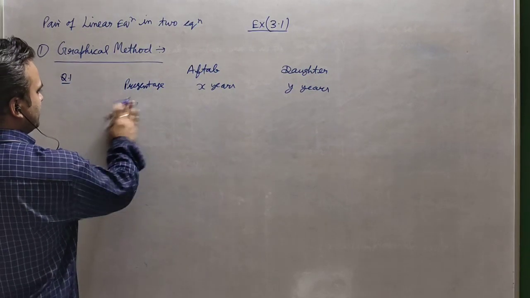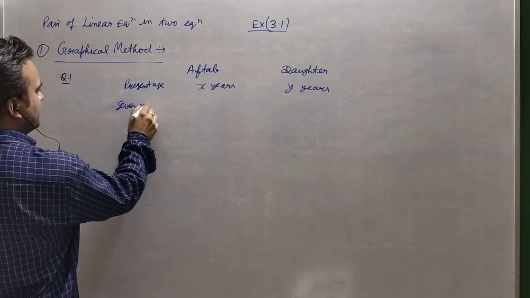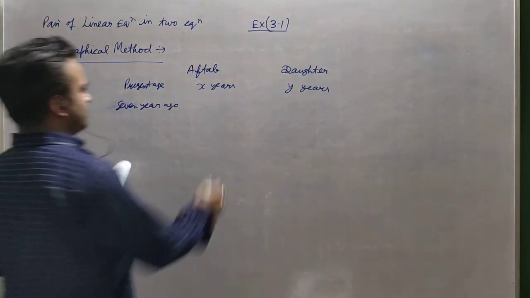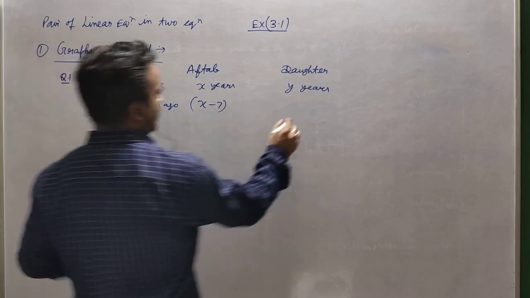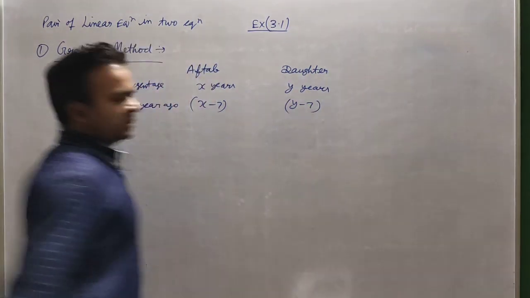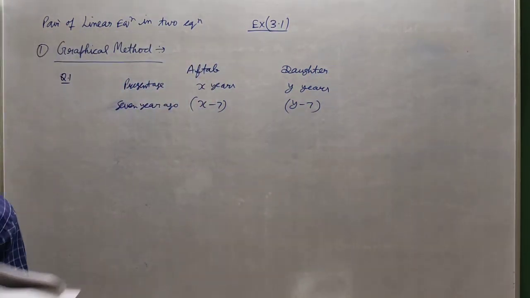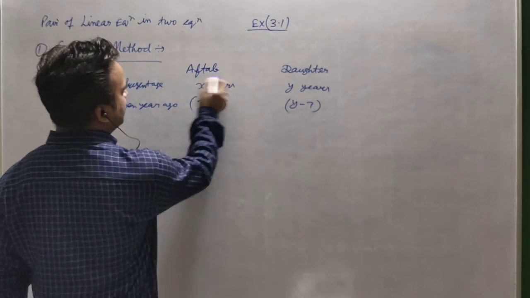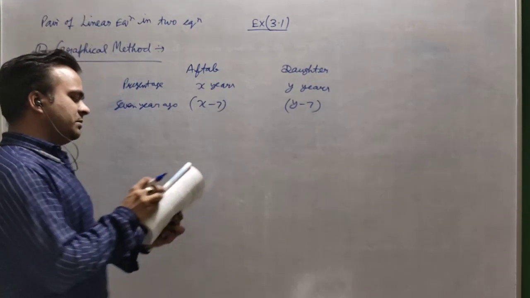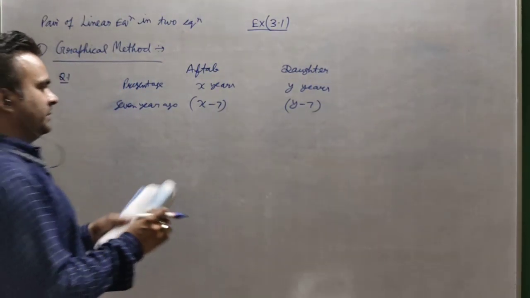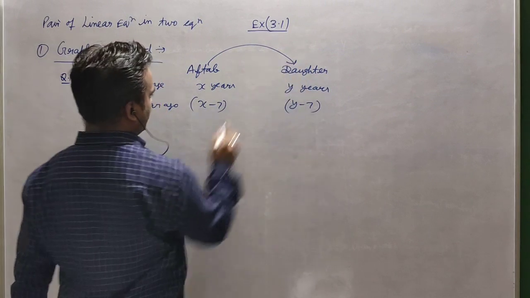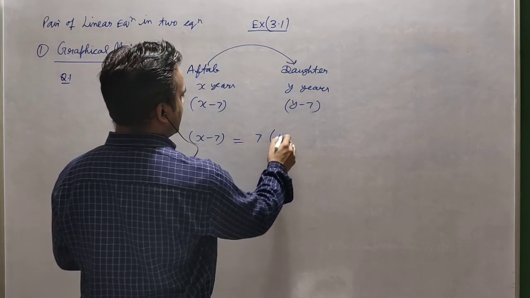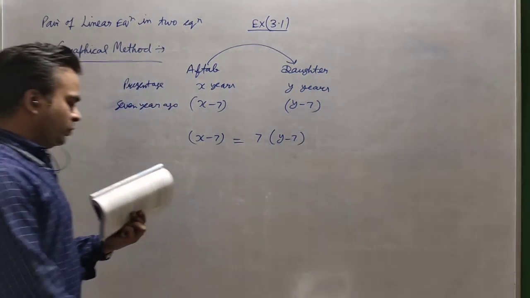Now, according to the question, 7 years ago, the age of Aftab will be x minus 7 and the daughter's will be y minus 7, right? Aftab is saying, I was 7 times as old as you were then. Aftab is talking to his daughter and Aftab is saying, I was 7 times as old as you were then.